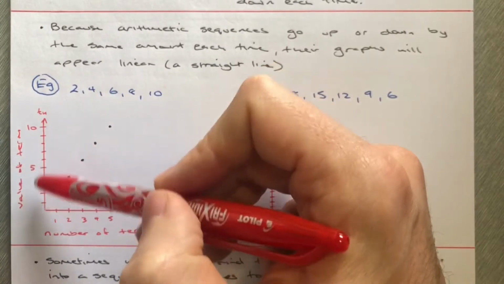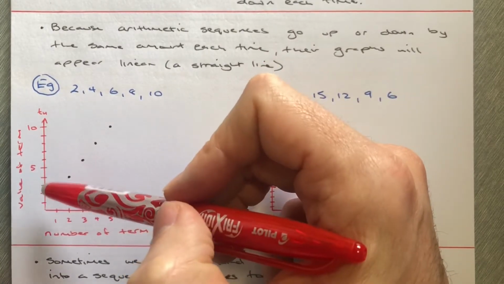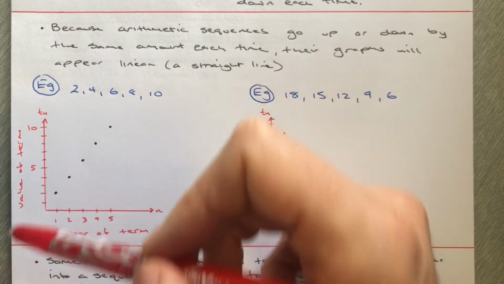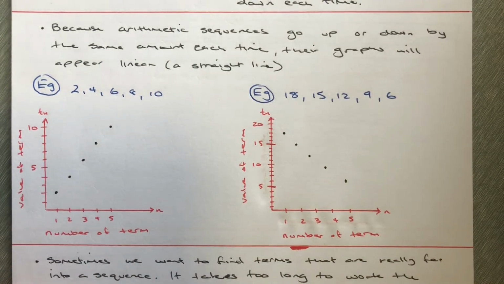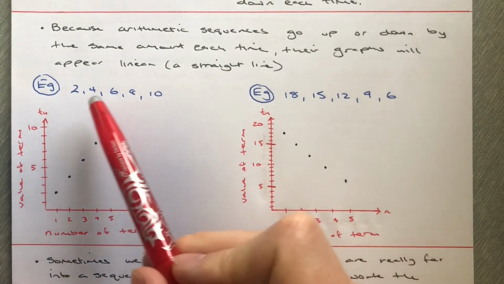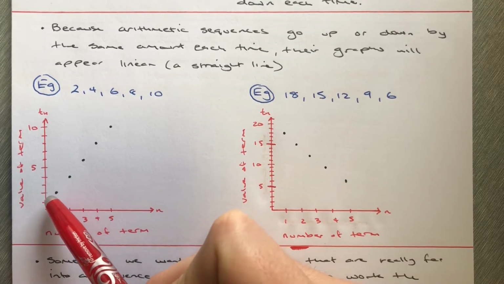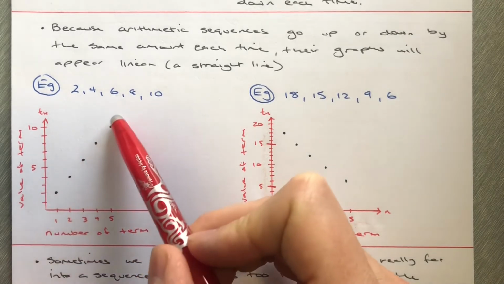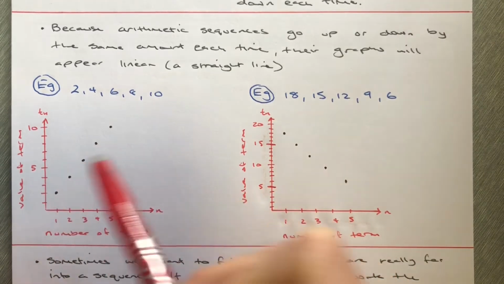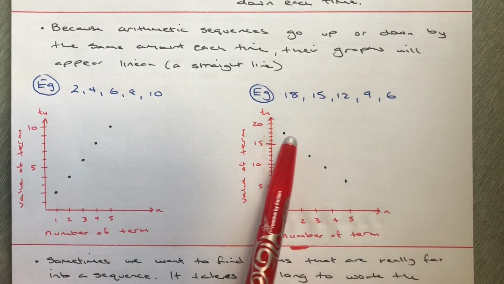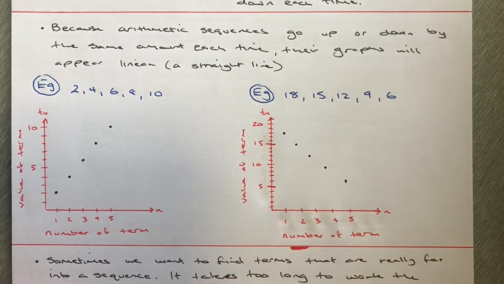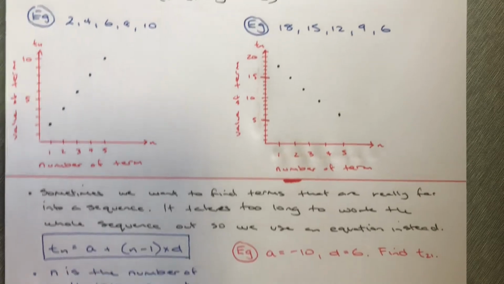And up here we've got the value of each term. I've done little notches, but I haven't written all the numbers because it'd be too crowded. But I've graphed this sequence here. Hopefully we can see that it's going up by the same amount each time, so it's a straight line of dots. Same over here. This one's going down by the same amount each time, so it's a straight line. That's what we mean by linear.